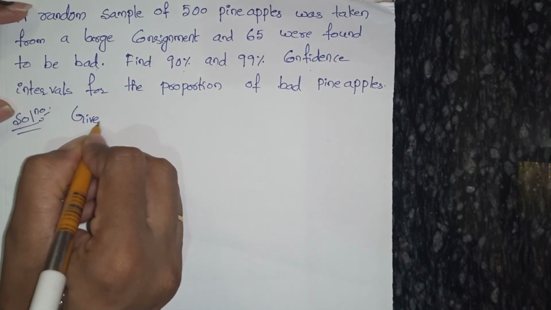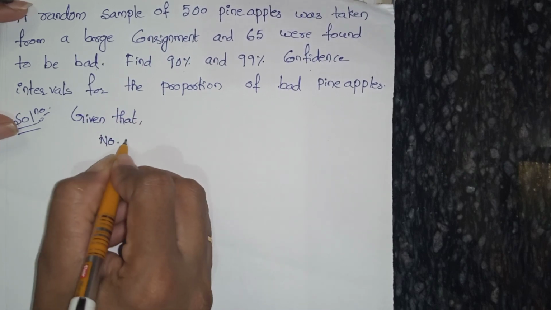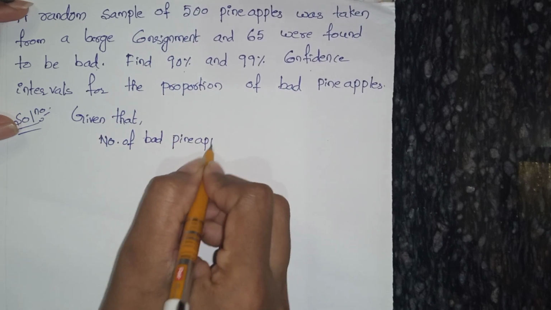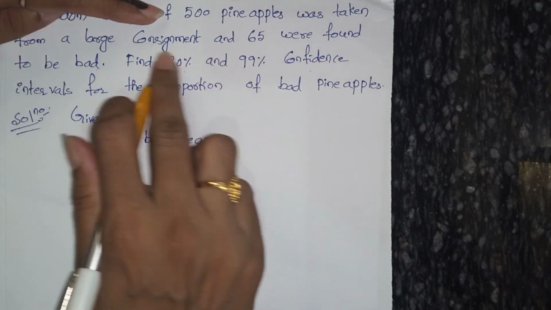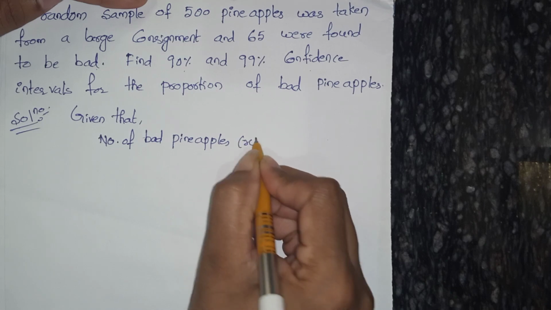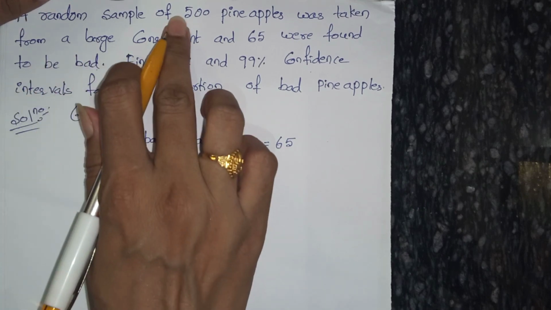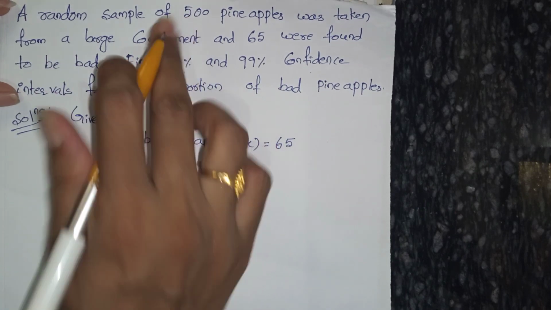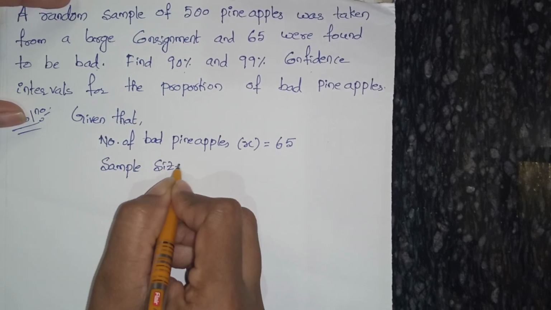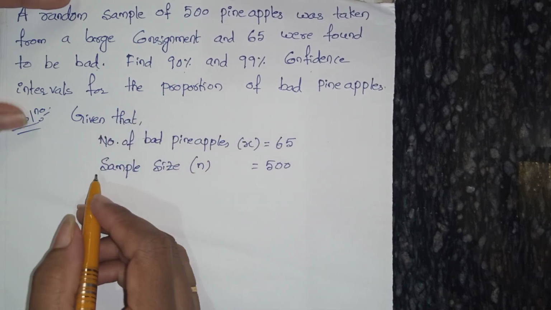So given that, the number of bad pineapples. How many bad pineapples are we having? 65 were found to be bad. So the number of bad apples is X, that is 65. Sample size, how much? 500 here. So sample size n equals 500.